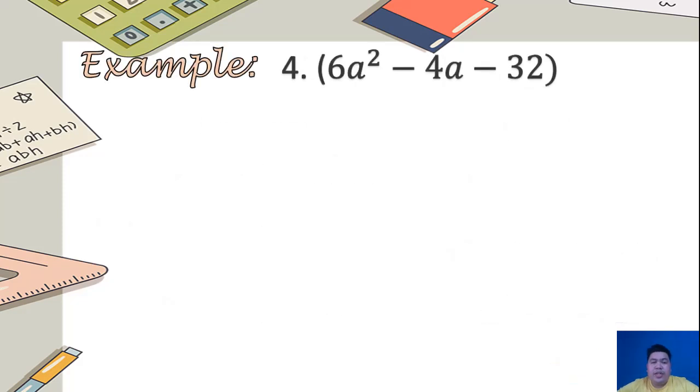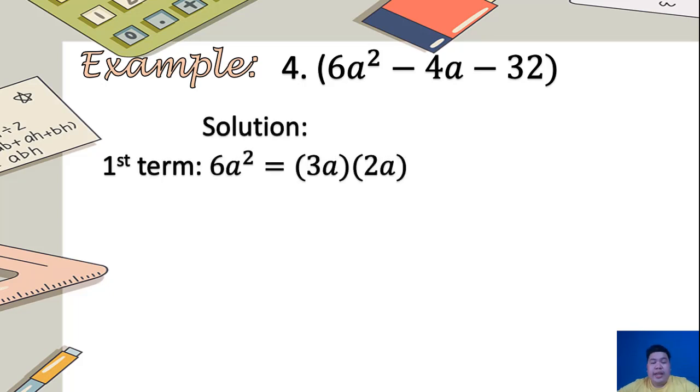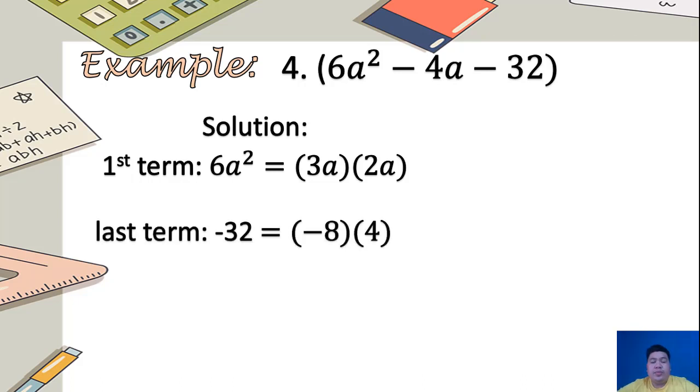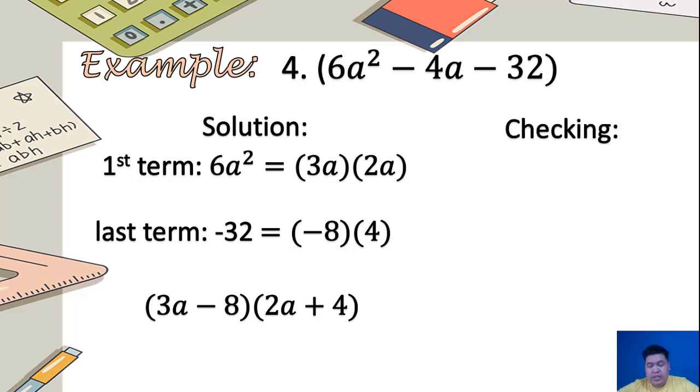Then, for our fourth example, we have 6a squared minus 4a minus 32. So remember to get the factor of the first term. We have 3a and 2a. Then, for the factor of the last term, we have negative 8 and 4. So we will have the binomials 3a minus 8 and 2a plus 4. Here we check if the factor is correct.